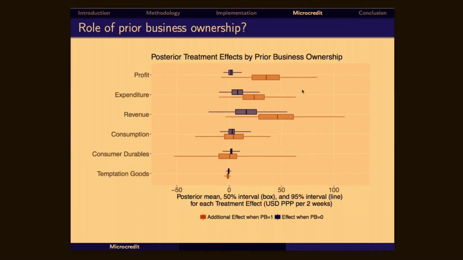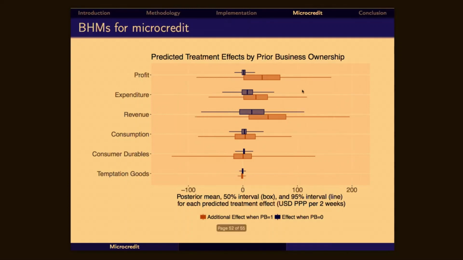You can start doing these models splitting out by covariates if you want. In this case, we can see that the people who had previous business experience have much more uncertainty, but also seem to have more going on. And that's going to spill over to the prediction as well.